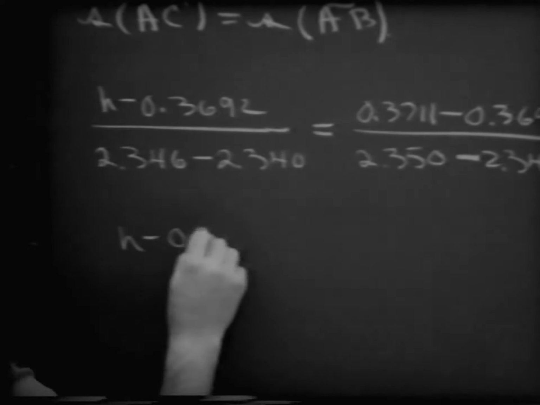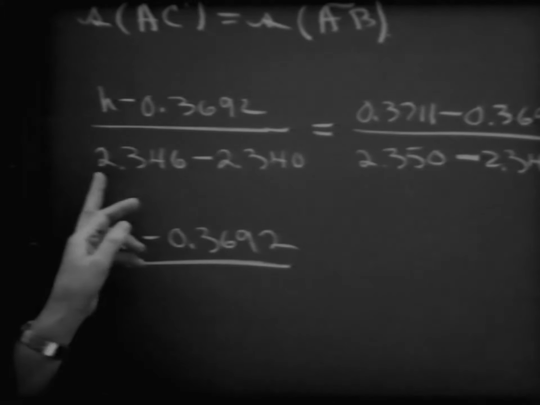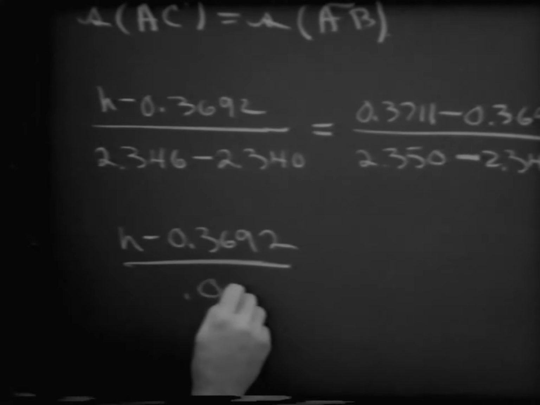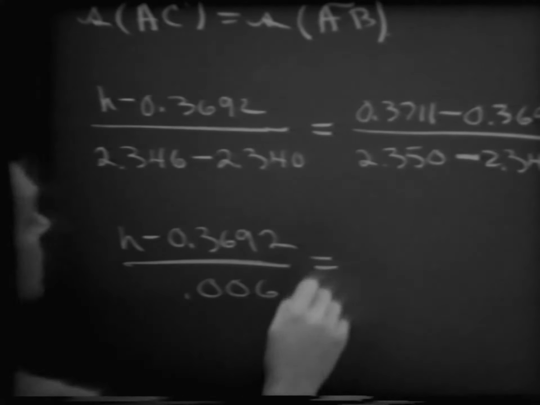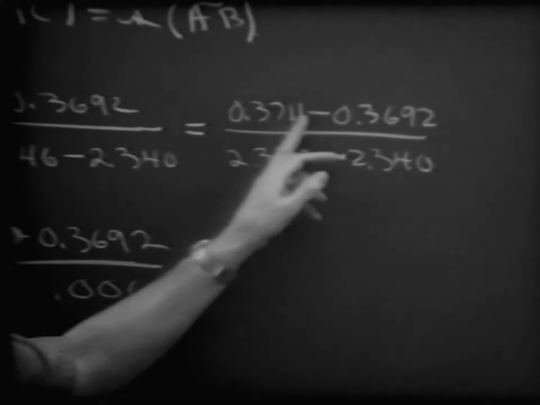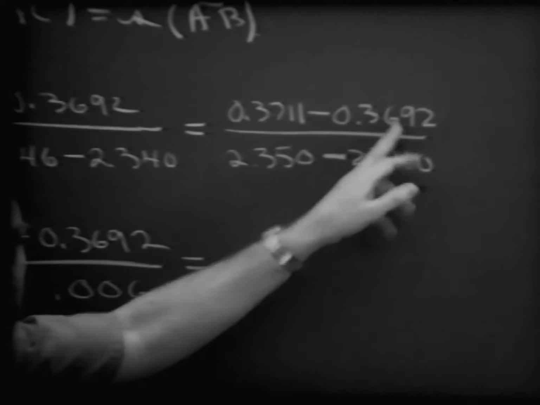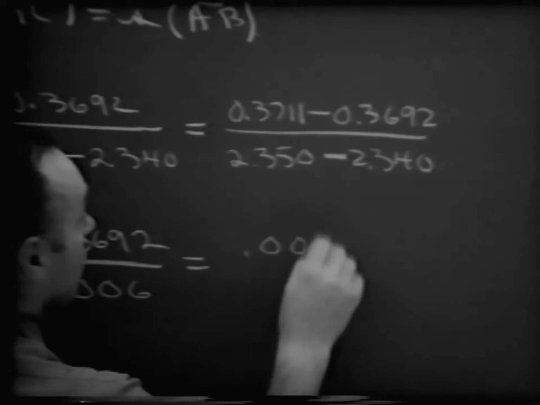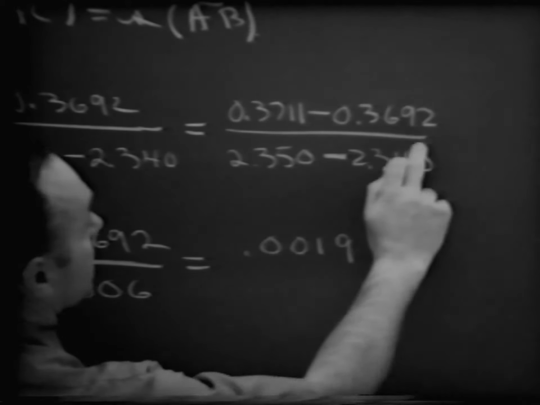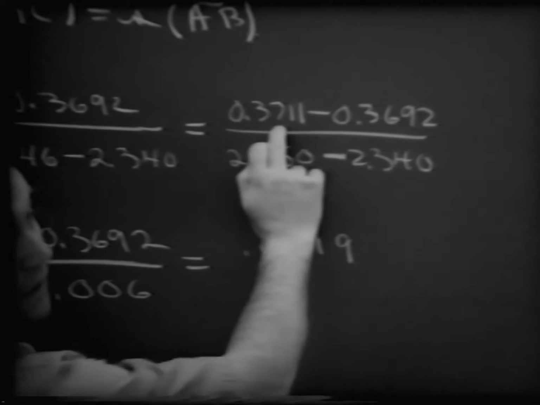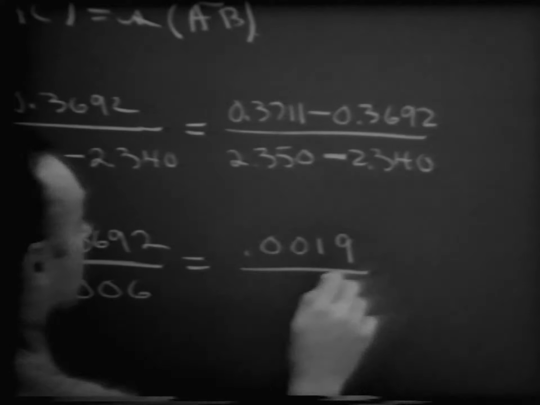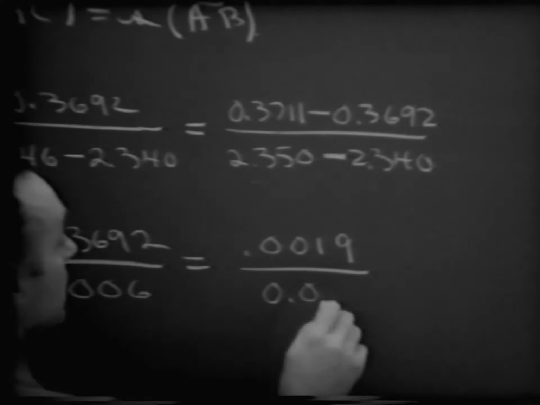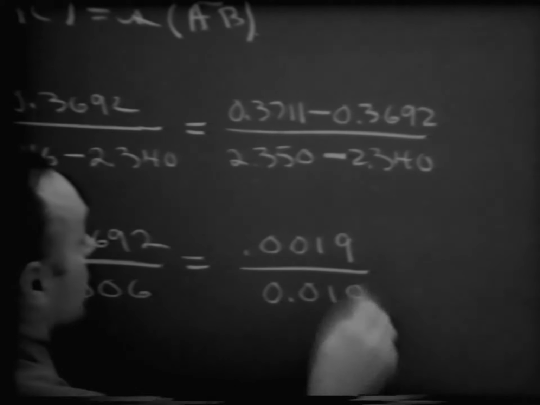Our numerator here, we can't do too much with that. Divided by, now here we have 2.346 minus 2.340, which is what? 0.006. And that then must be equal to, now the difference between 3711 and 3692 is what? It's 0.019. Is that right? If we were to add 19 to 692, I think we'll end up at 711. Divided by then what? 2.350 minus this number is 0.010. Is that right? All right.